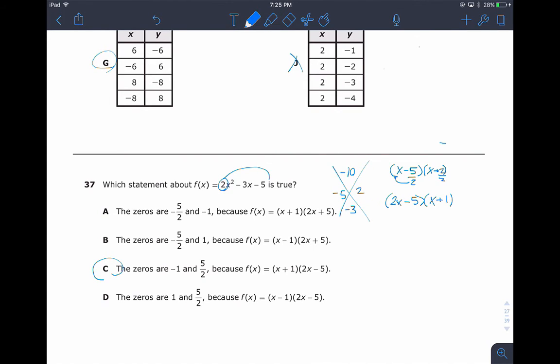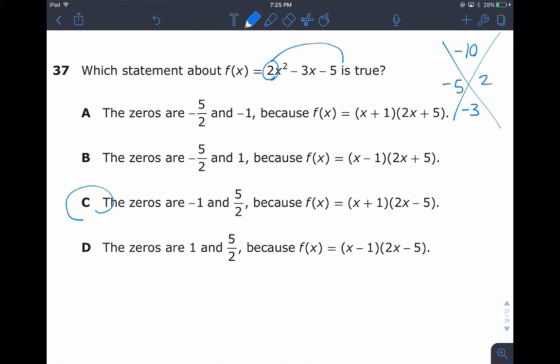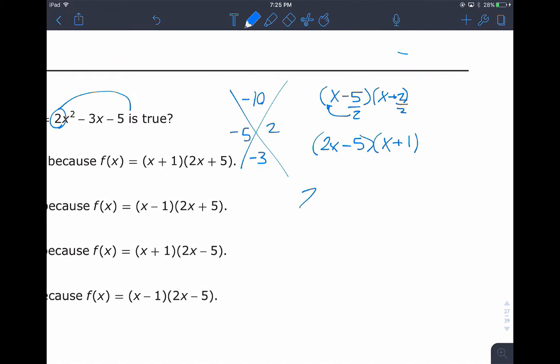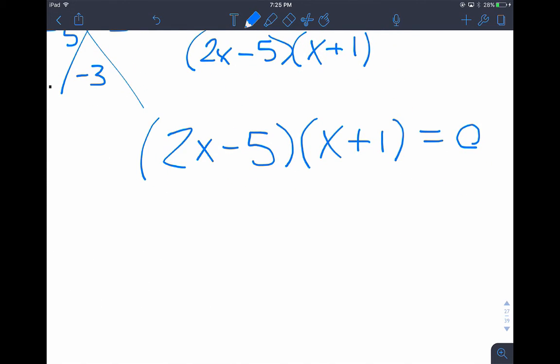Now the zeros are very similar here. The zeros are kind of like your x-intercepts. And to find your x-intercepts, you want to set this thing equal to 0 and solve. So I'm going to take it a step further just to verify what the x-intercepts, or the solutions, or the zeros are.